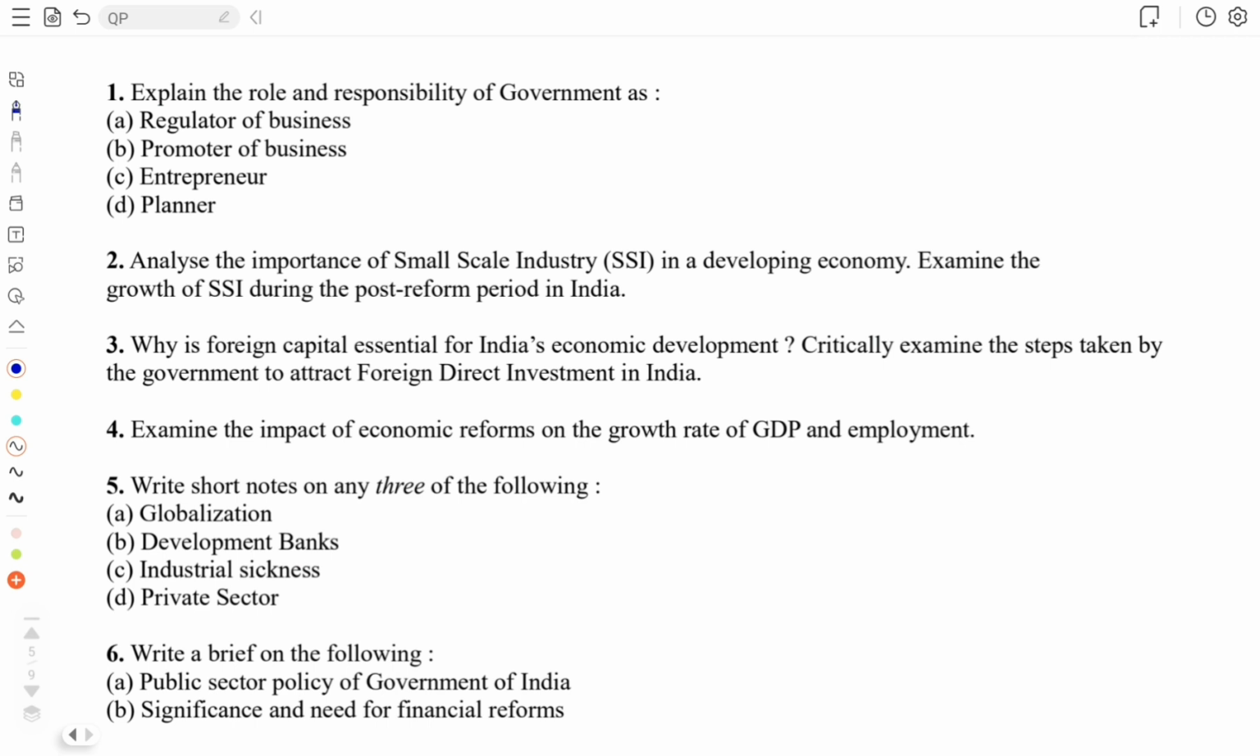Next, examine the impact of economic reforms on the growth rate and GDP of employment. I would leave you to it. Okay, nothing new here. It's just a summary of all the economic reforms and everything that we know about. Write short notes on any three of the following: globalization. Okay, nothing new again. Development banks.